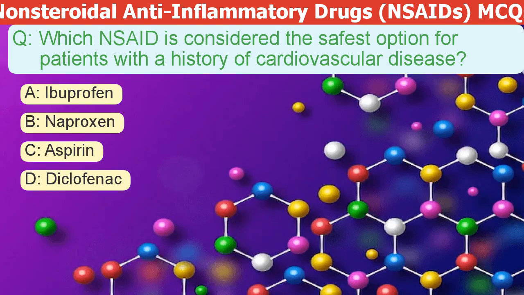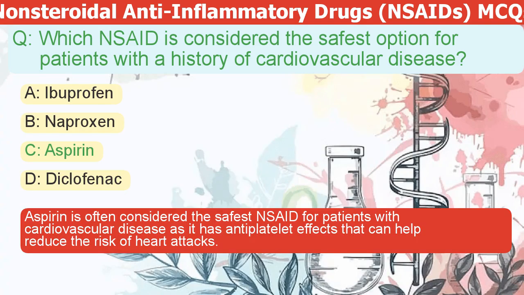Which NSAID is considered the safest option for patients with a history of cardiovascular disease? A. Ibuprofen. B. Naproxen. C. Aspirin. D. Diclofenac. The correct answer is C. Aspirin is often considered the safest NSAID for patients with cardiovascular disease as it has antiplatelet effects that can help reduce the risk of heart attacks.